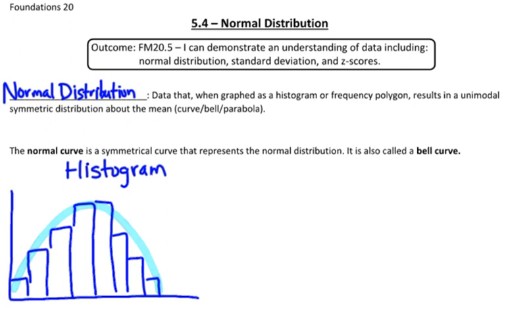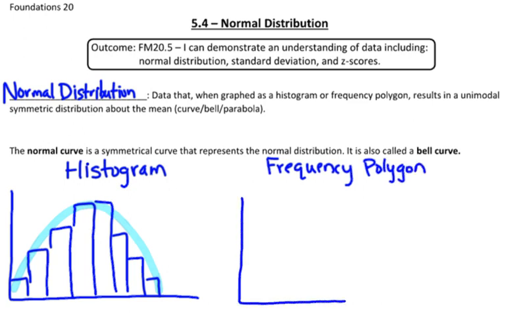If I go to a frequency polygon, that's the one where we connect our dots. So if I have data entered, it's going to also take the shape. When I connect, it'll look like a bell curve as well. Okay, so we know that a graph is normally distributed if it takes on the shape of a curve, bell, or parabola.